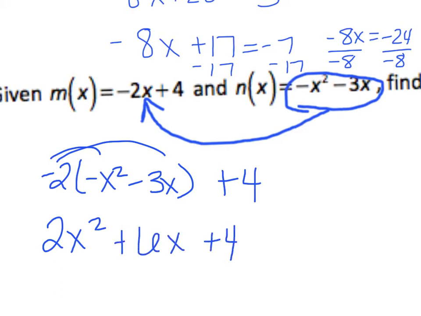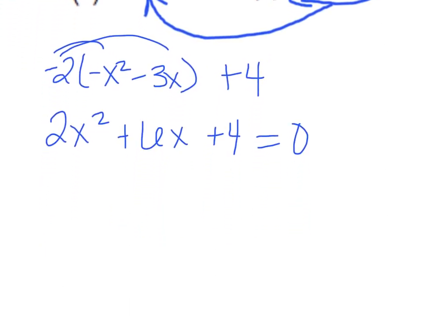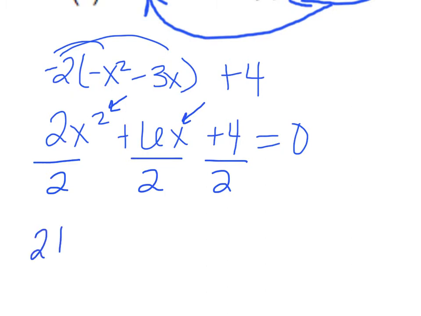And now the question asks me, where does this equal 0? Here's where factoring comes back into play. Always take out a greatest common factor first. So I'm going to go ahead and divide everything by 2. The reason why I knew I needed to factor was because I had an x squared and an x term. Okay, just something to look out for.